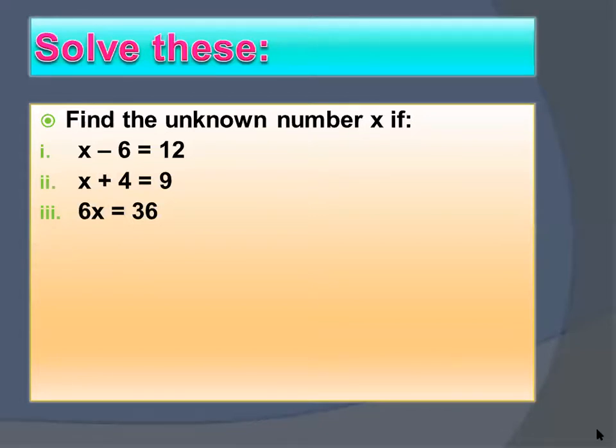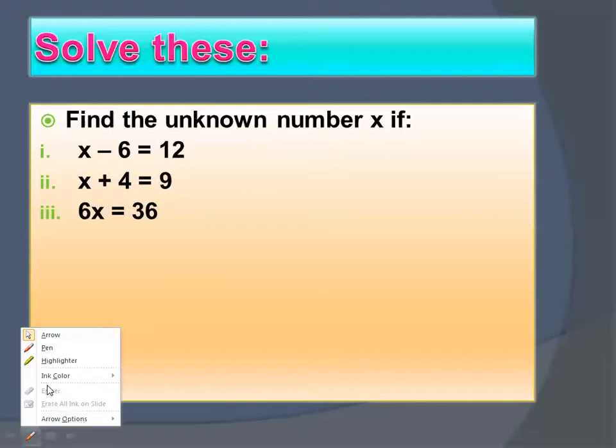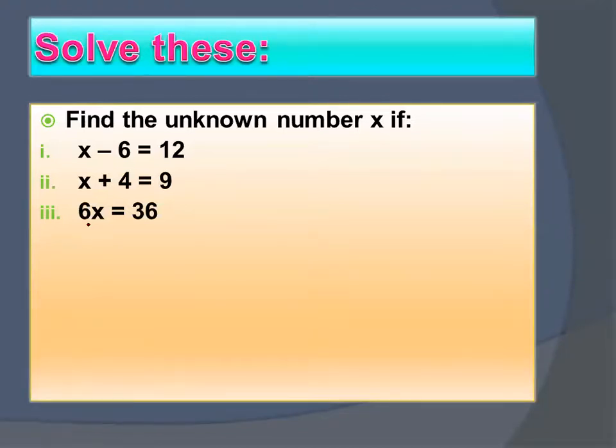Okay, now I'm going to show you how you can solve this one. Here you have 6x. Okay, 6 is multiplying with the x. So how will you write it?